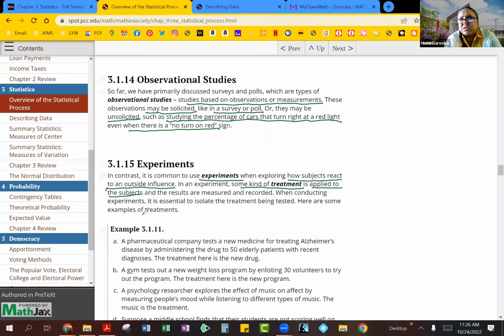You can definitely do this with different objects, different items, just depending on what kind of experiment we want to perform. So basically, the idea with an experiment is you are giving some kind of treatment to the subjects. And then, of course, we are recording what those measurements will come out to be. So when we are talking about experiments, it's important to isolate the treatment that is being tested. Let's take a look at some examples.